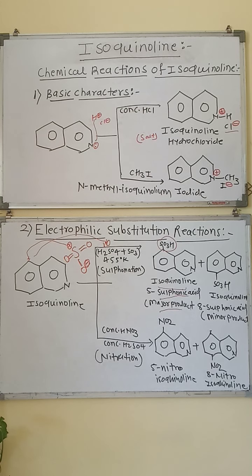So there is an introduction of this sulfonic group on the 8th number position. So it is called 8-sulfonic acid, isoquinoline 8-sulfonic acid. It is the minor product. Okay, this is the sulfonation.